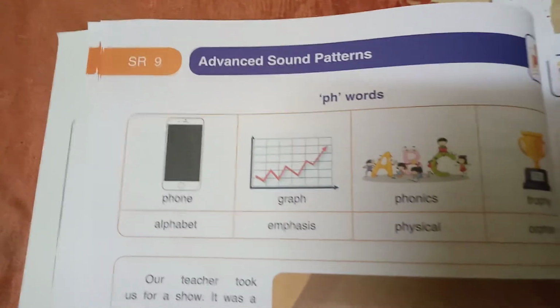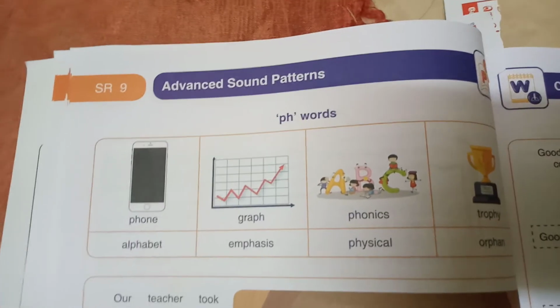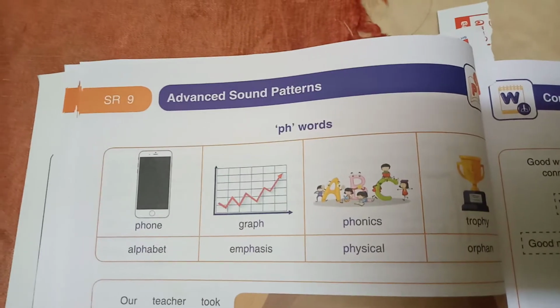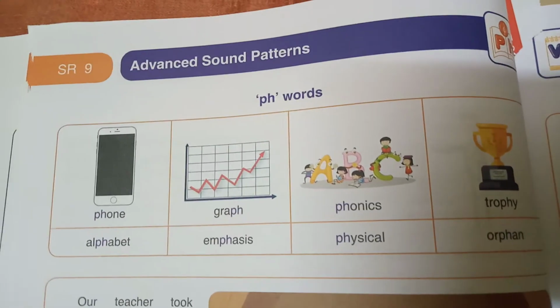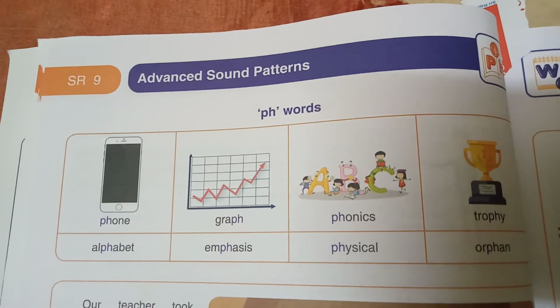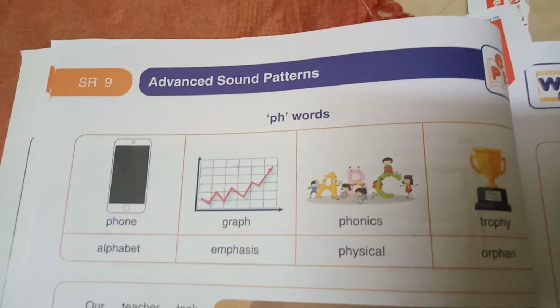Next is PH. What is the PH sound here? Phone, graph, phonics, trophy, orphan, alphabet, emphasis, PH, first sound, physical. Okay.